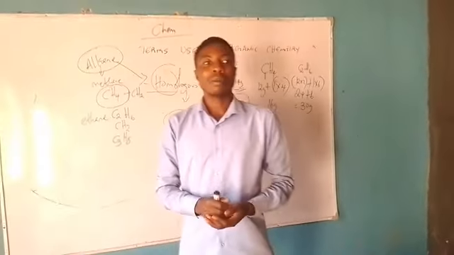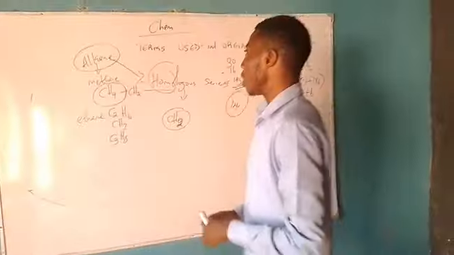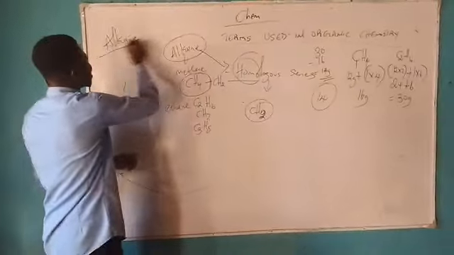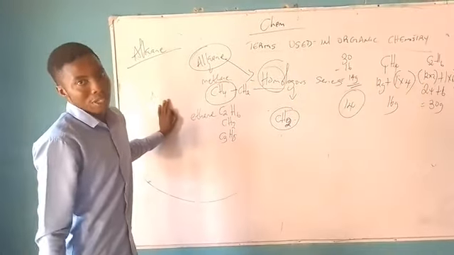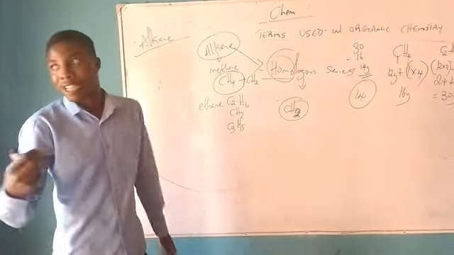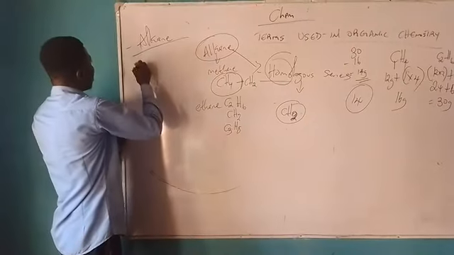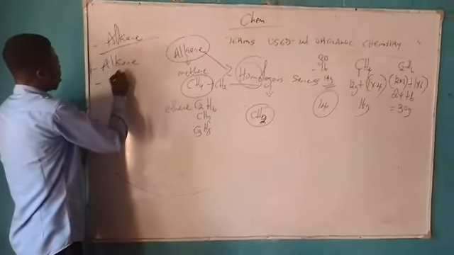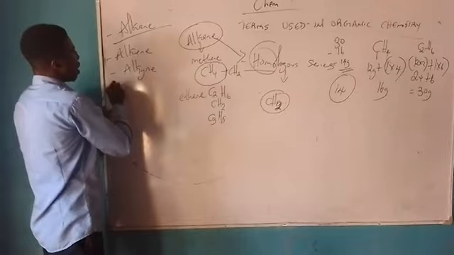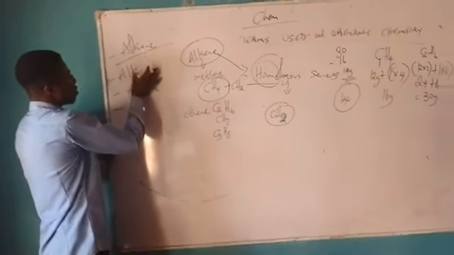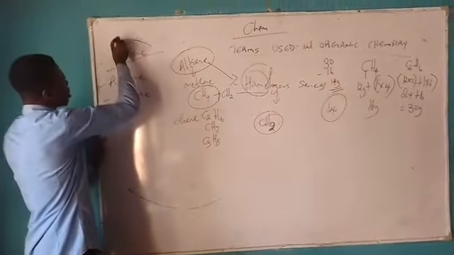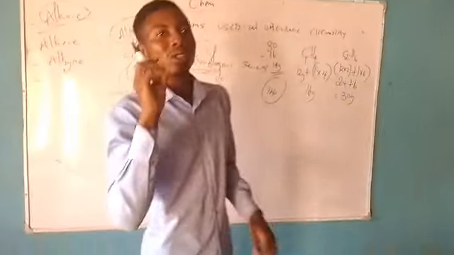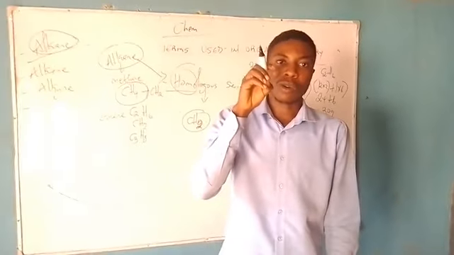The fourth property of homologous series is that they almost have the same physical and chemical properties. For example, all the members of alkane will almost have the same physical and chemical properties. We have another one, alkene. We have another one, alkyne. All their members will almost have the same physical properties, but with just a few changes.